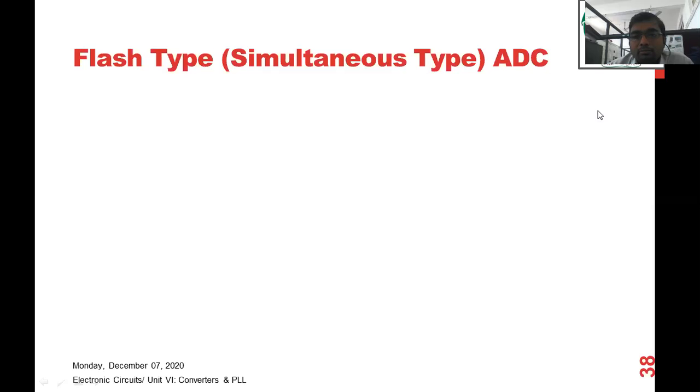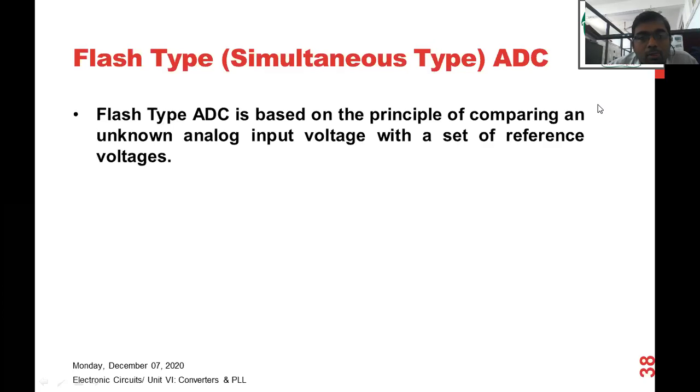So we start with the first type of A to D converter, that is the flash type A to D converter. Its other name is simultaneous type A to D converter. And basically, you can say it comes under the category of direct type A to D converter. A flash type A to D converter is basically based on the principle of comparing an analog input voltage with a set of reference voltages.